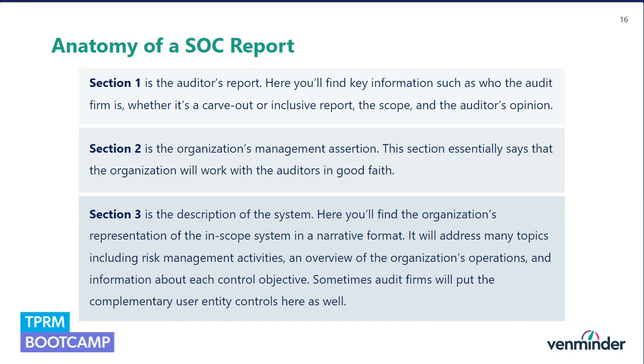And then section 3 is the description of the system. This is the narrative of the report, kind of the bulk of the reading. Here you're going to find the organization's representation of the in-scope system. It's going to address many topics, including risk management, an overview of the organization's operations, and information about each control objective. Sometimes audit firms will even put the complementary user entity controls here as well.